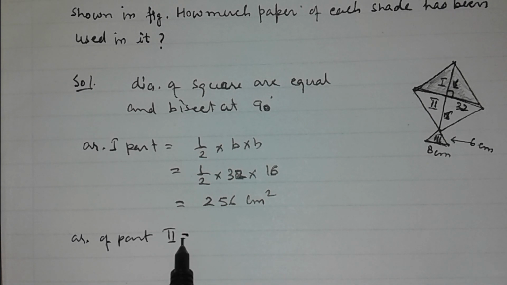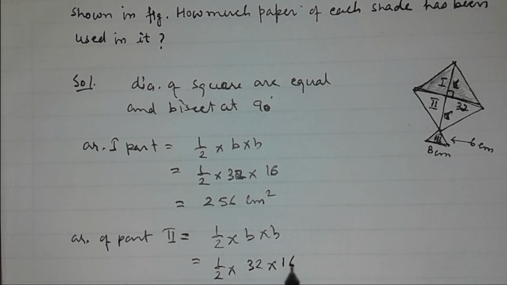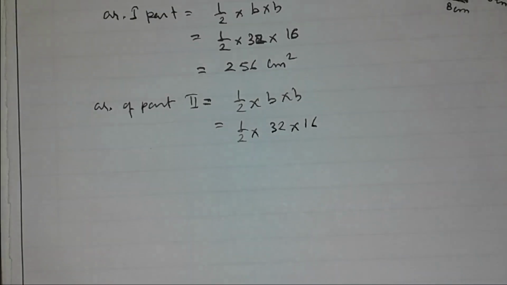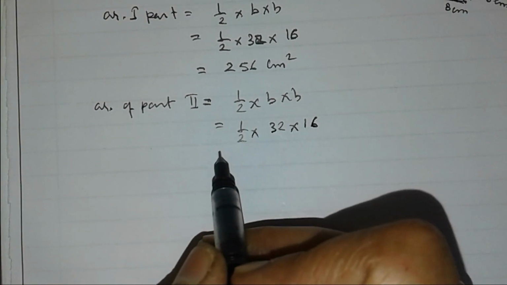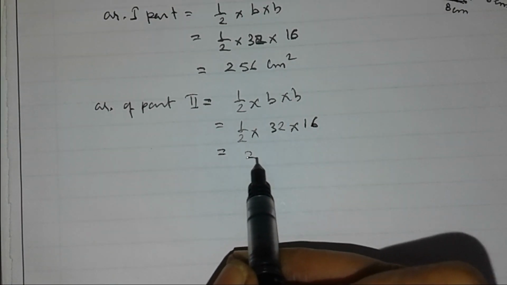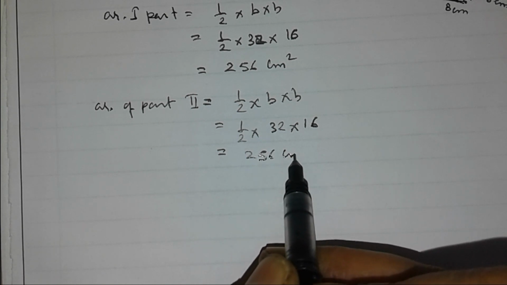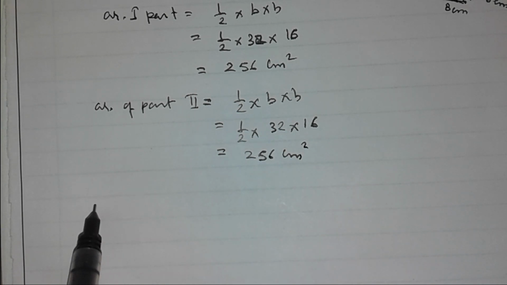It is again the same, half into base into height. So half into base is 32, height is 16. So here we will get 256 centimeters square. Now area of the third part.